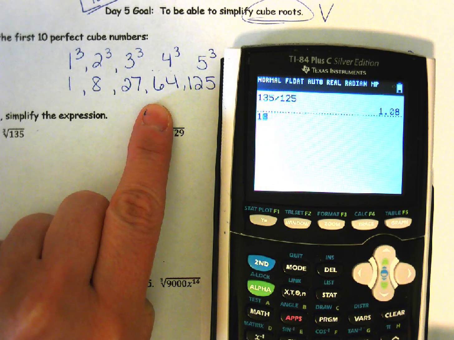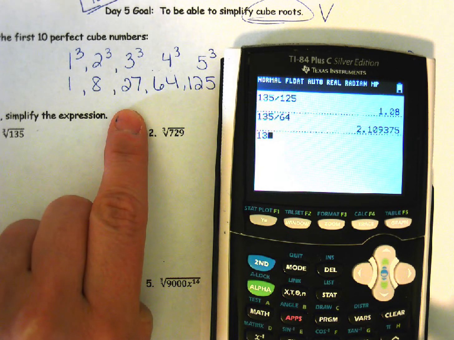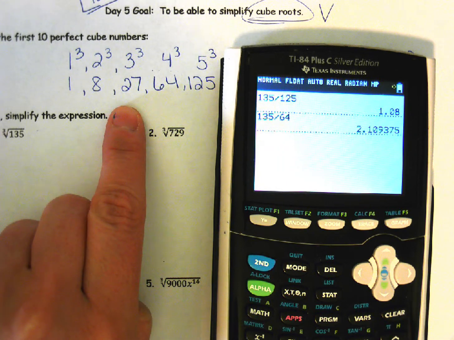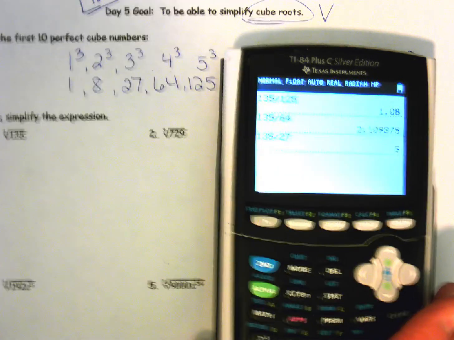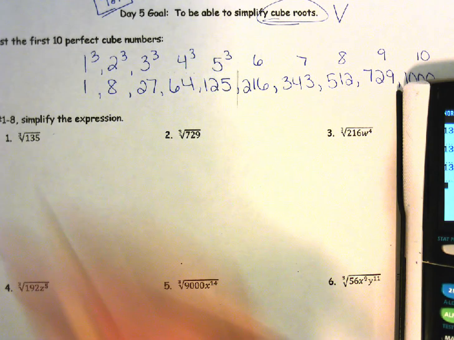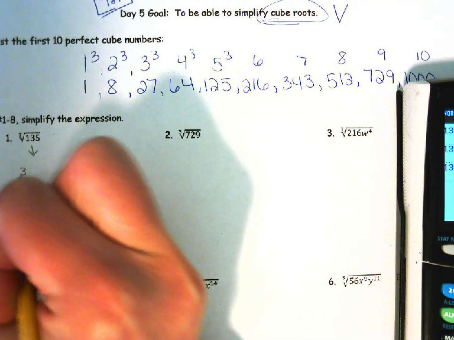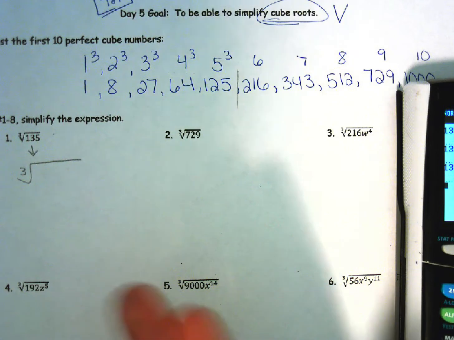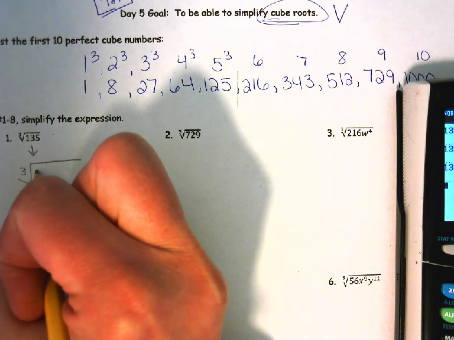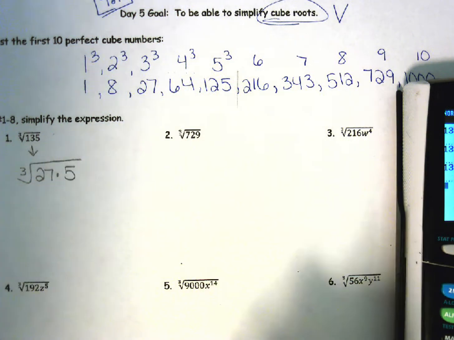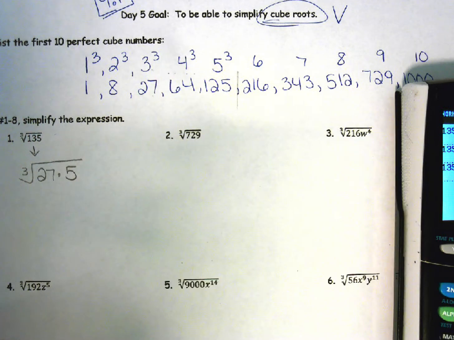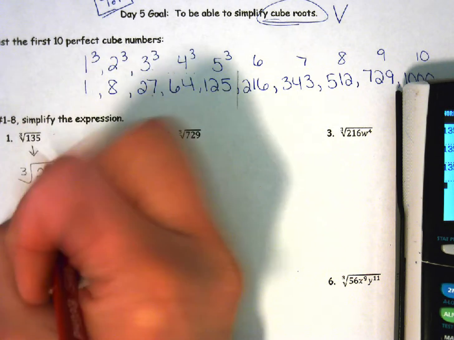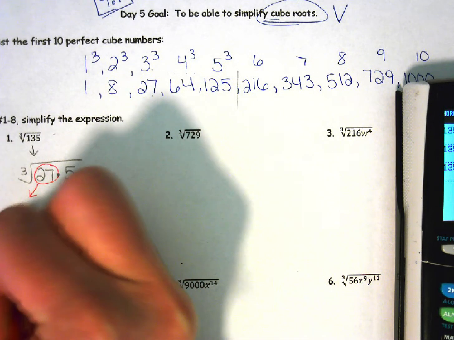So we go 135 divided by 64. Nope. 135 divided by 27. Look at that. Now, if you knew that combination off the top of your head, you would not need to try it in your calculator. But I don't think very many people know these larger numbers with multiplication. So we're going to use this as 27 times 5. And if we take the cube root of 27, we just get 3. So the cube root of 27 comes out as just 3.